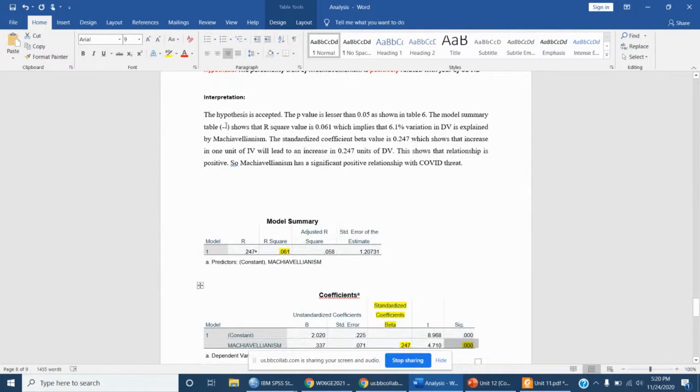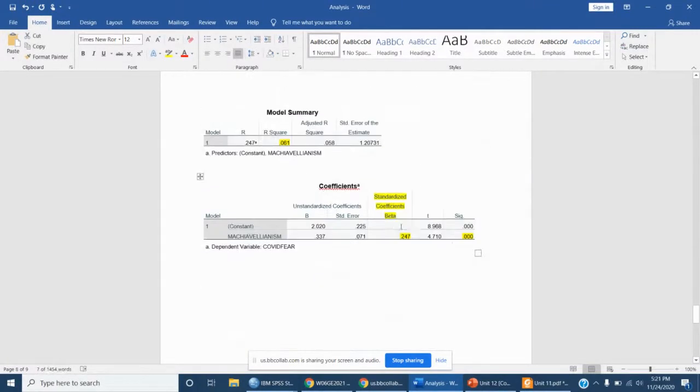The model summary table, which is table number 5, shows that the R square value is 0.061. R square value is 0.061, which implies that 6.1% variation or change in DV is explained by Machiavellianism. Okay, so the standardized coefficient beta is 0.247. The value is here in the coefficient table.